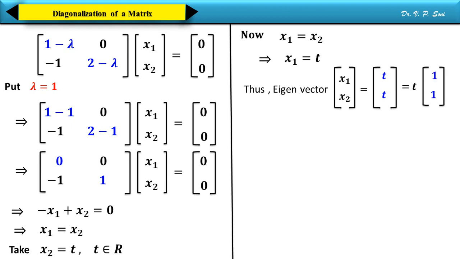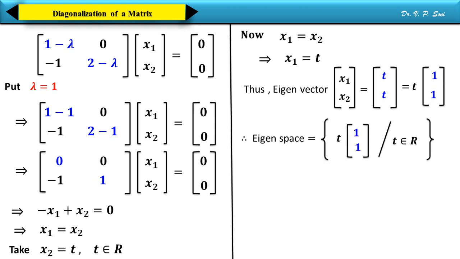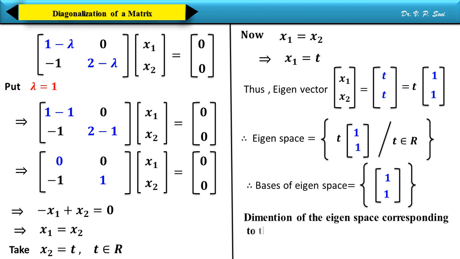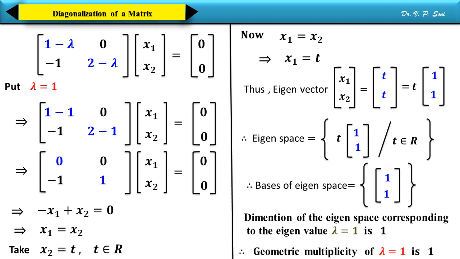Therefore the eigenspace is the set of t times the vector (1, 1) such that t belongs to R. Therefore a basis of the eigenspace is the set containing the vector (1, 1). Here the basis of the eigenspace contains only one vector, therefore the dimension of the eigenspace corresponding to the eigenvalue λ = 1 is 1. Therefore the geometric multiplicity of λ = 1 is 1.